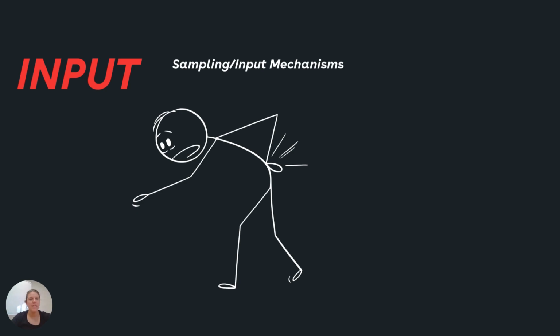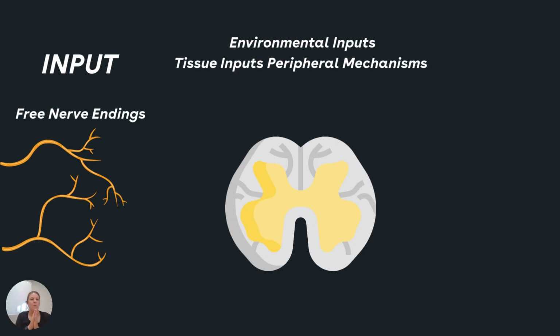So the first thing is an input. We know that there's not a pain nerve in the body, but instead we're sampling input from lots of different places within the tissue. So let's really think about what they are. Does anyone want to raise their hand? Yes, so we've got free nerve endings, which are A-delta and C fibers, nociceptors around the nerve root.